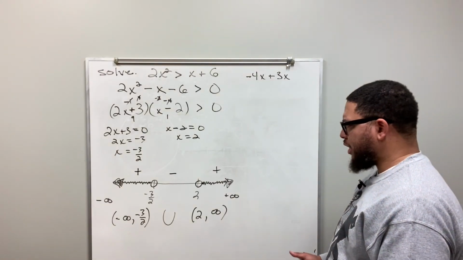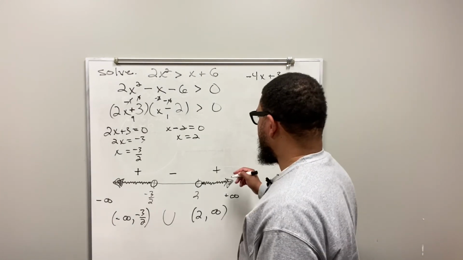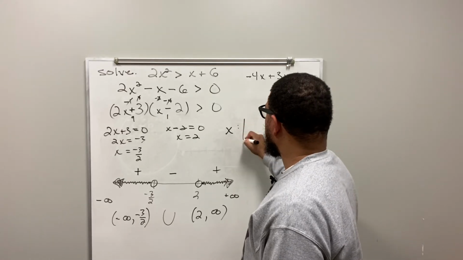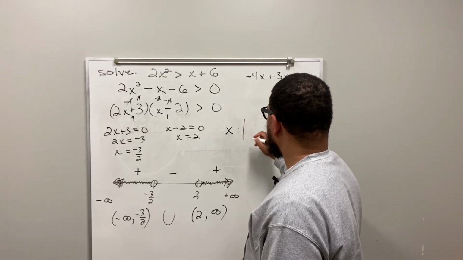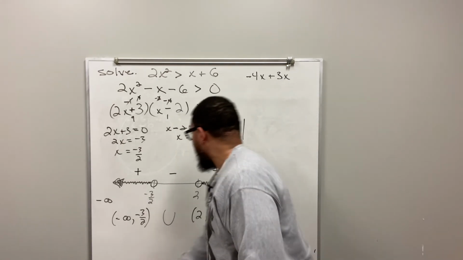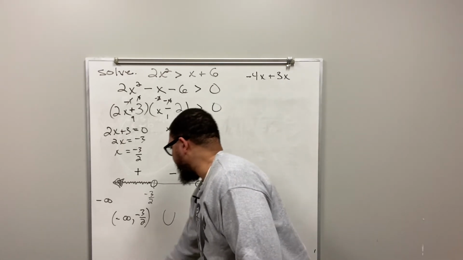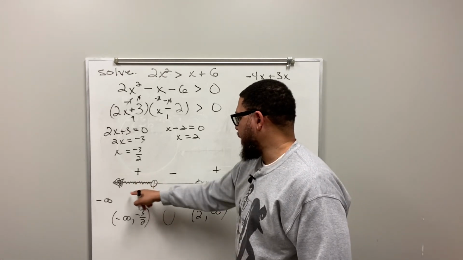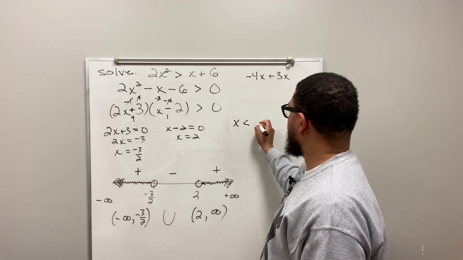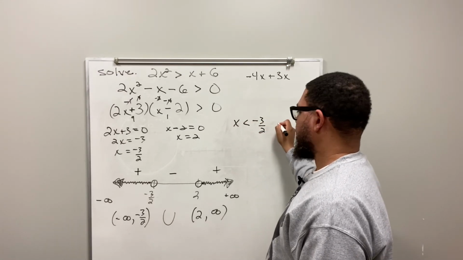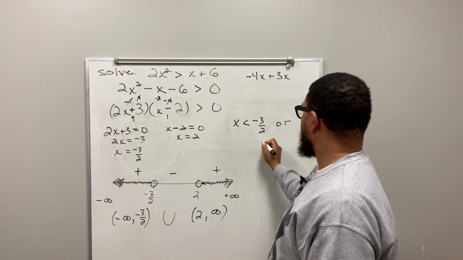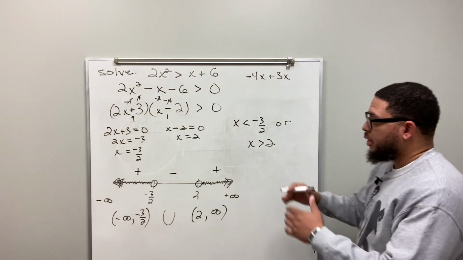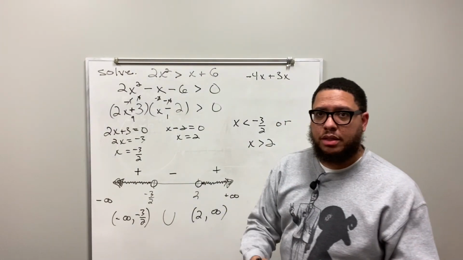But then we have typical inequality notation, or set notation, I think is what it's called. Yeah, set notation. But basically, all I'm trying to say is you'll have x is less than negative 3 halves, or x is greater than 2. All right. So these are 3 different ways that we write the solution.